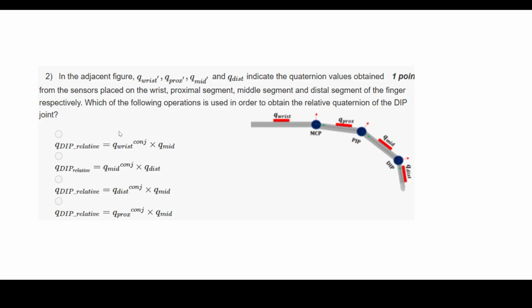Which of the following operations is used in order to obtain the relative quaternion of the DIP joint? If you want the DIP joint, you need to multiply the conjugate of q_mid with q_dist, and then you will get the relative angle. If you want the sum of the angles, you can multiply q_mid by q_dist without the conjugate. That will give you the sum. If you want relative, you need to conjugate this one. Remember that.